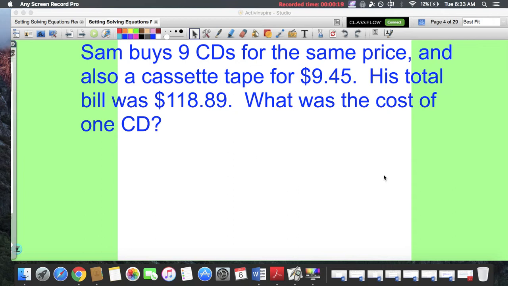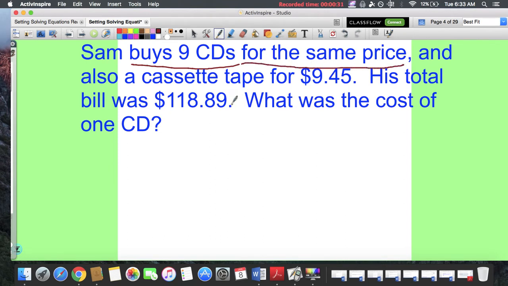So you have to understand what's happening here, right? What we know is that he's buying, so I'm going to underline this, 9 CDs for the same price. You can actually underline this whole thing too, up to here. And he's also buying a cassette tape for $9.45, and his total was $118.89.